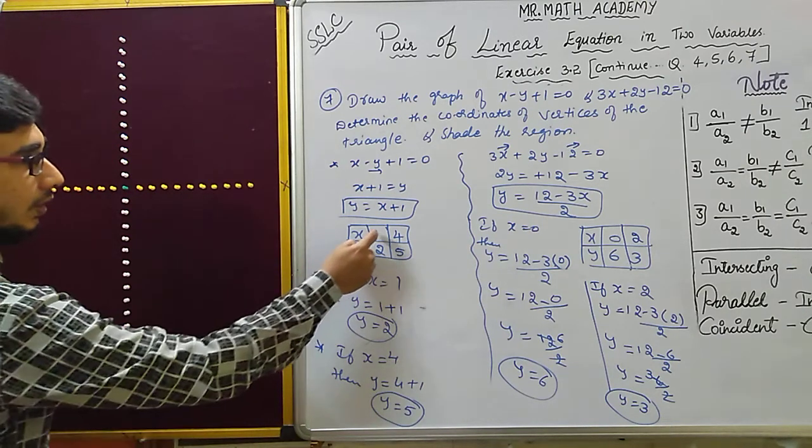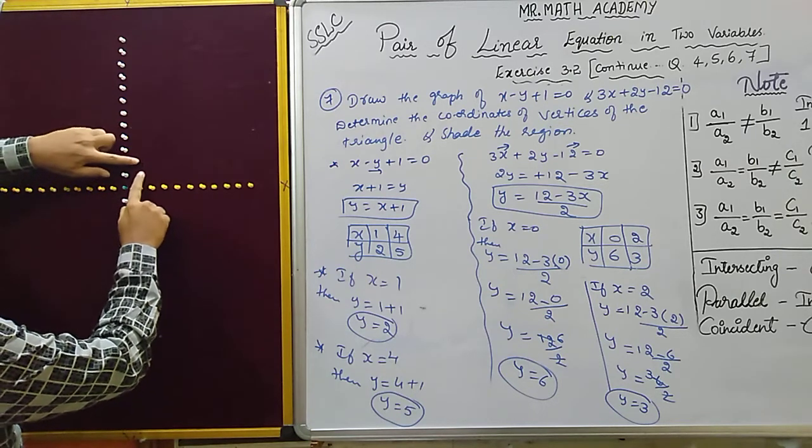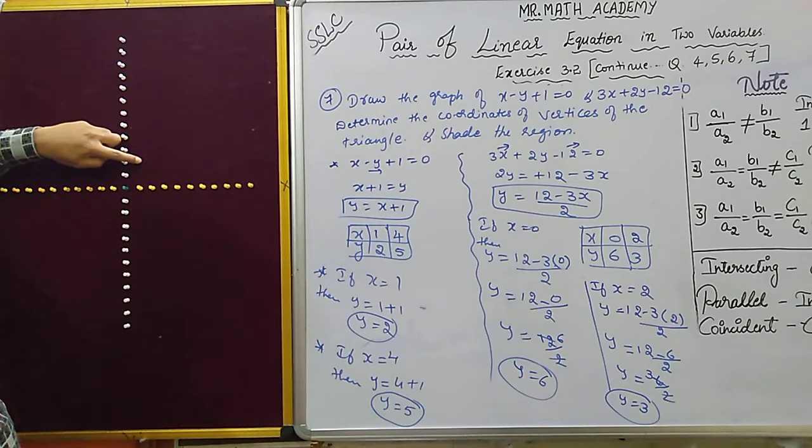Okay, x is 1, y is 2. So it will come and join here. So I will replace the point here.